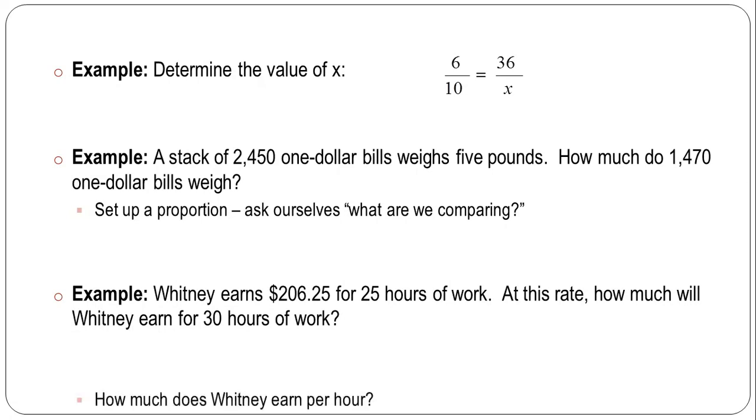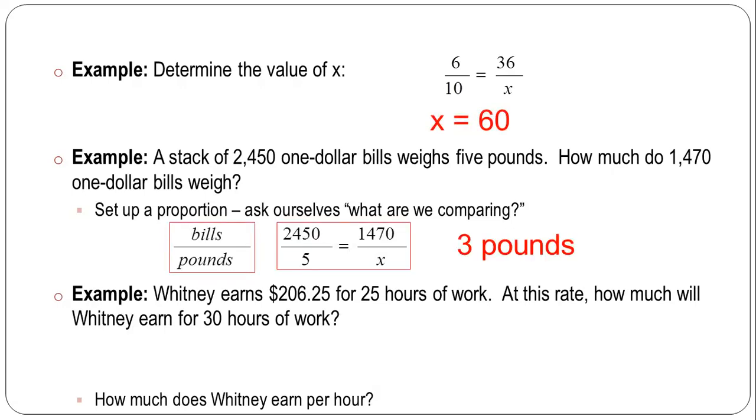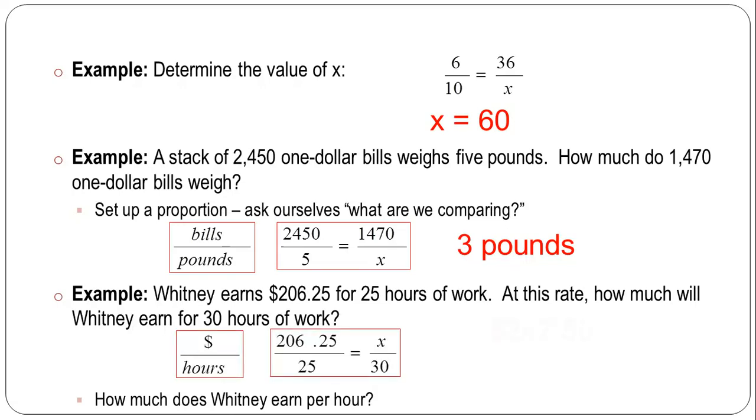Okay, so next. Whitney earns $206.25 for 25 hours of work. At this rate, how much will... Okay, 60 nga naman. Ito ay pounds per bill. Ito ay 3 pounds. Itong last dollars per hour, okay, and x value natin ay 247.50. So, hindi siya proportional.